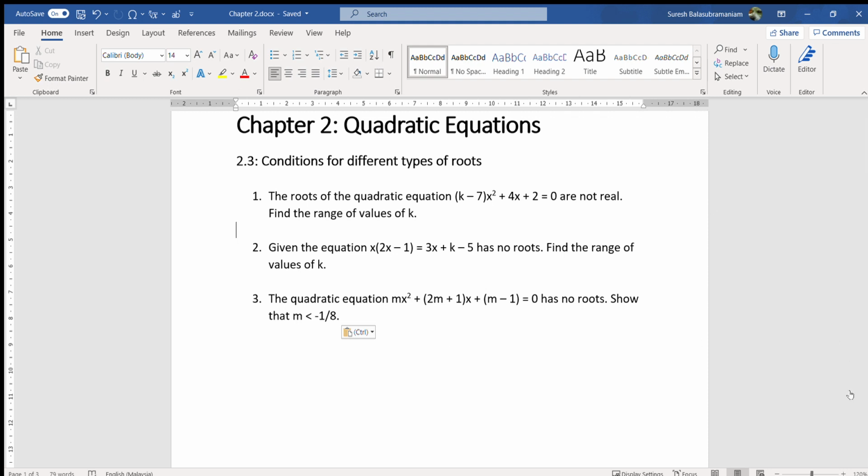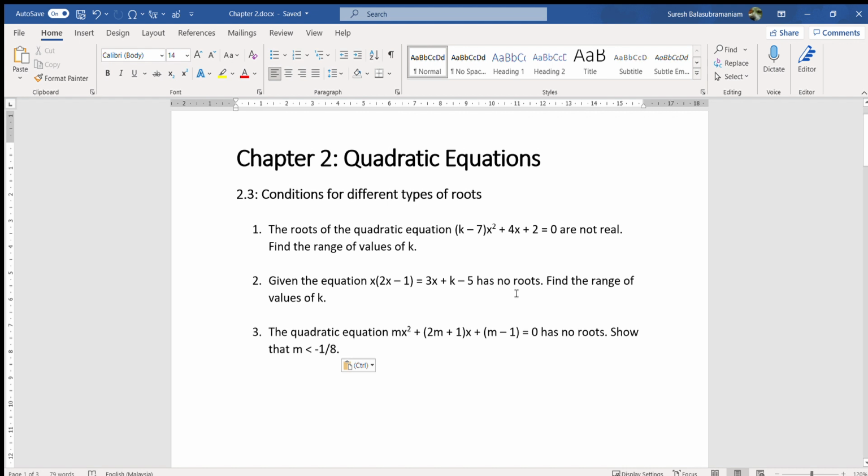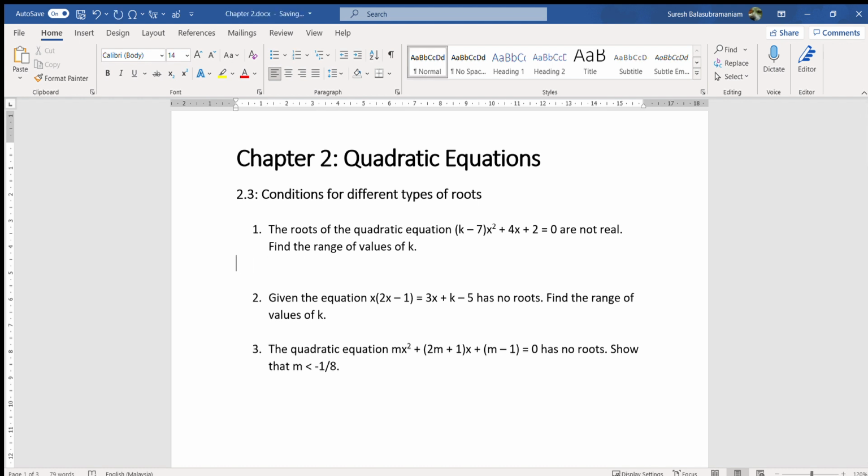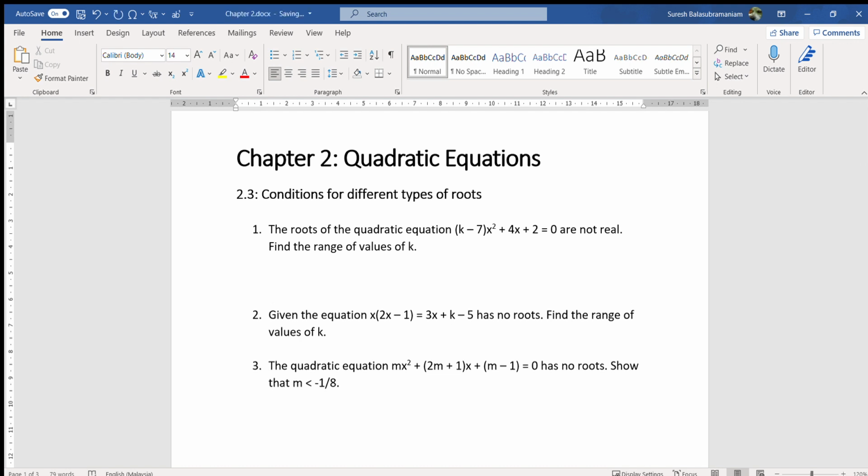Good day. In this video, I'll show how to solve some selected questions from Chapter 2, Quadratic Equations, Subtopic 2.3, Conditions for different types of roots. Okay, we'll look at question number 1. The roots of the quadratic equation (k minus 7)x squared plus 4x plus 2 equals 0 are not real. Find the ranges of values of k.